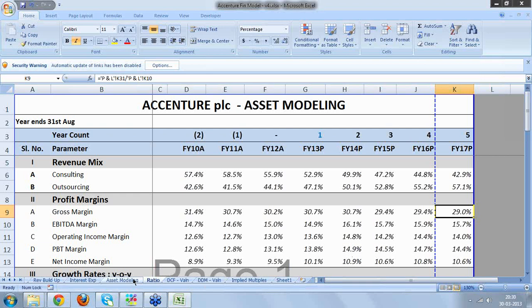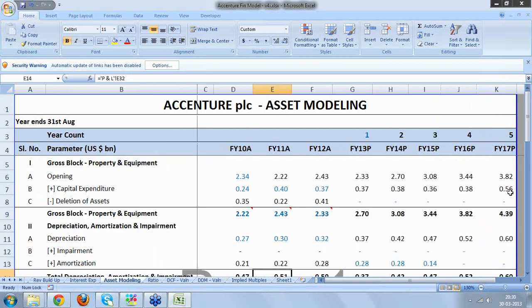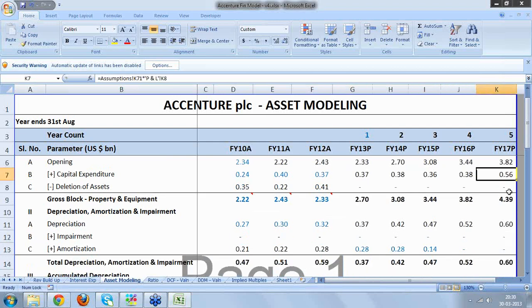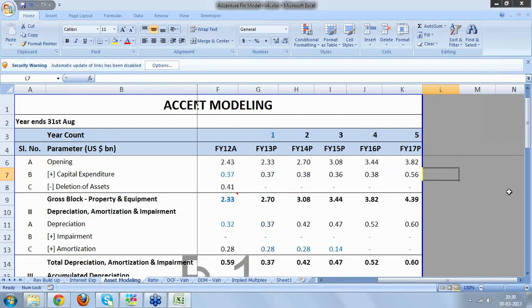Now I look back to my asset modeling sheet. So margins I have checked, growth rates I have checked. I now want to ensure how my capex is placed in comparison to depreciation. So my capex in the outermost year is 0.56. Depreciation is 0.60. You will see that capex is a little higher than what it has been in the historical years. I have intentionally done that so that my capex figure comes out very close to my depreciation figure.